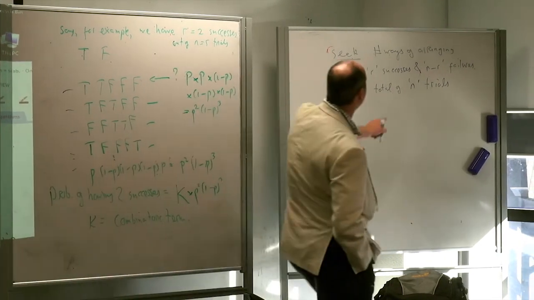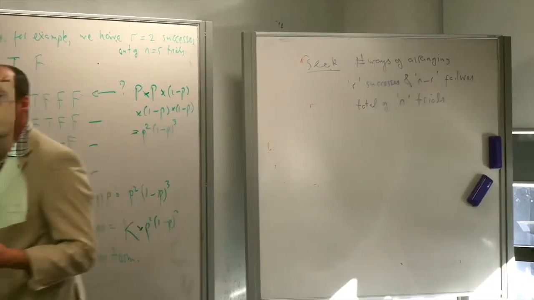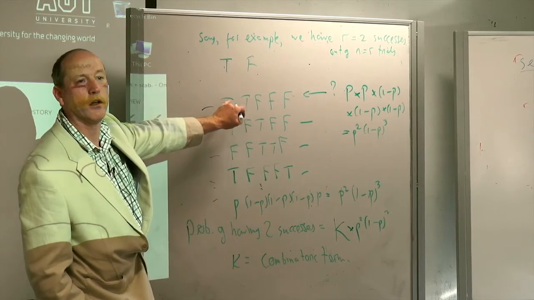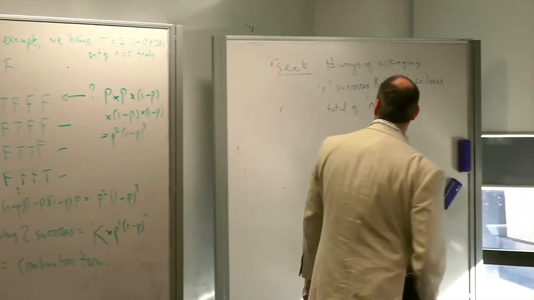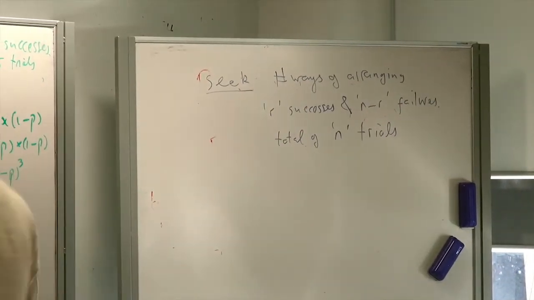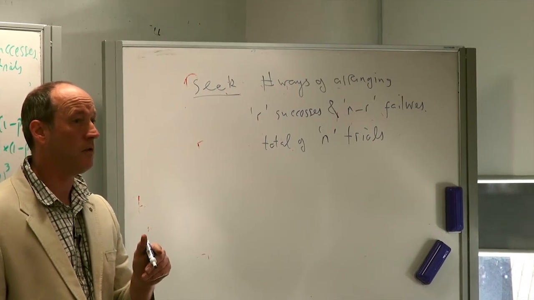What happens if n is 10, or n is 100, or 1,000? If n is 1,000 and r is 500, there's going to be a huge number of combinations. So we need a formula. I'm just going to write it out because I'm going to expect you to be familiar with the factorial function. Can you remember the factorial function?